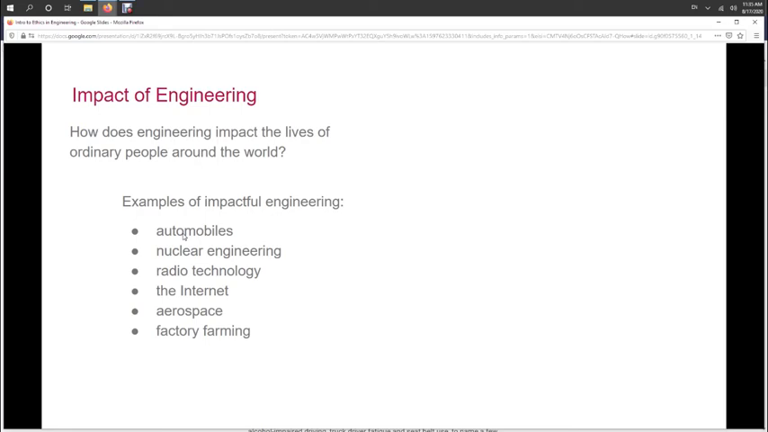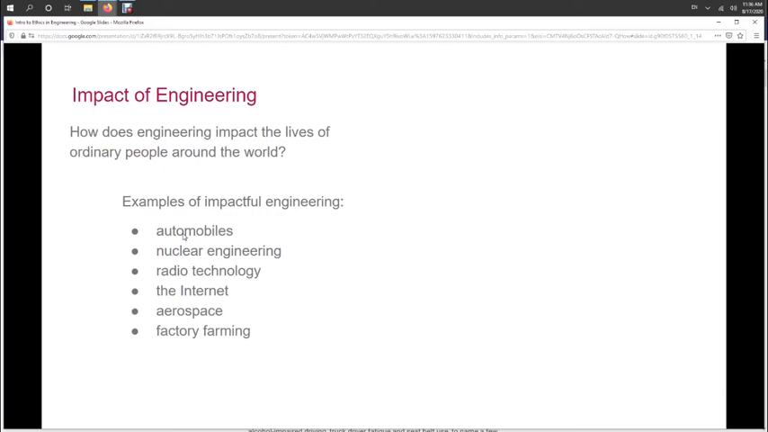Nuclear engineering is a great example. It's impacted us in both positive and negative ways. It gives us clean and abundant energy without pollution, but it also produces a great deal of waste, which can be dangerous. And it also can be misused to produce weapons of mass destruction. So it has the potential to impact everybody on Earth, essentially.